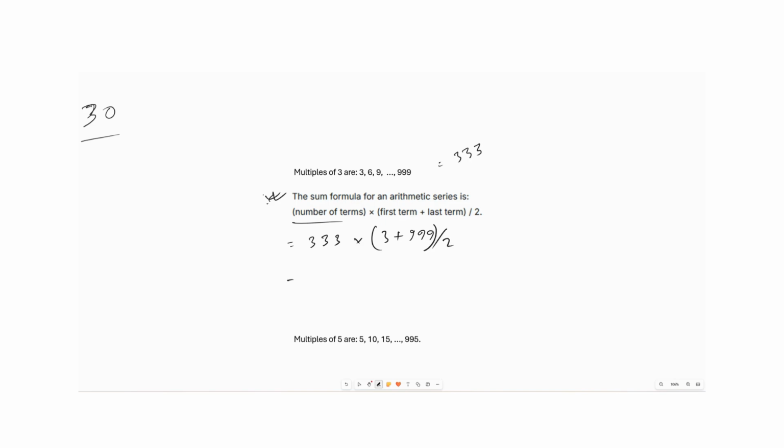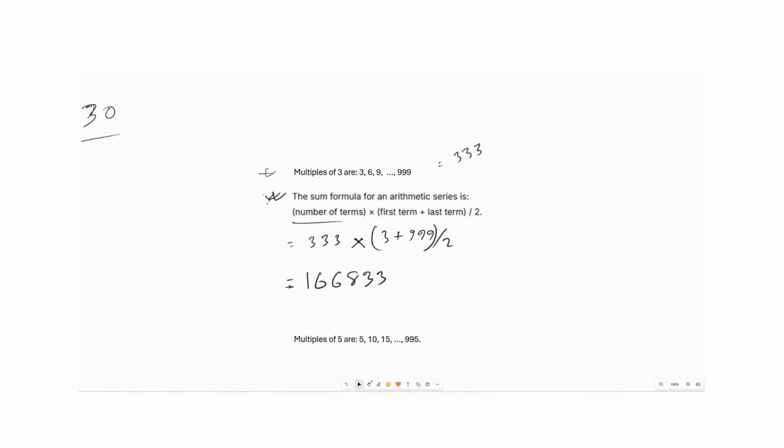So the sum, if you calculate this one, you will get the number 166,833. This is the number you will get, but this is the number for what? For the series of multiples of 3. If you need to find the sum of all the numbers which are divisible by 3 below 1000, you will get this sum.